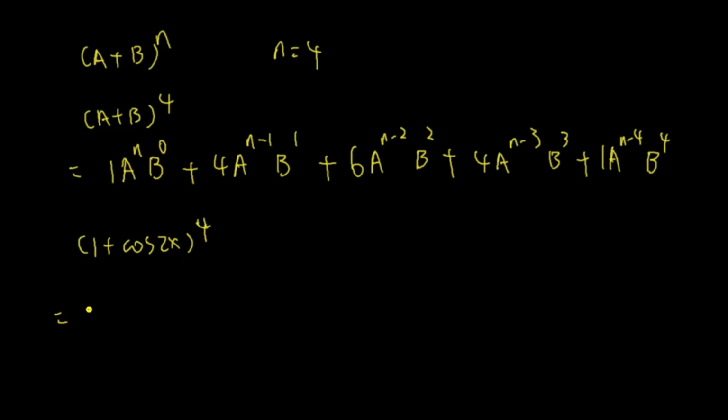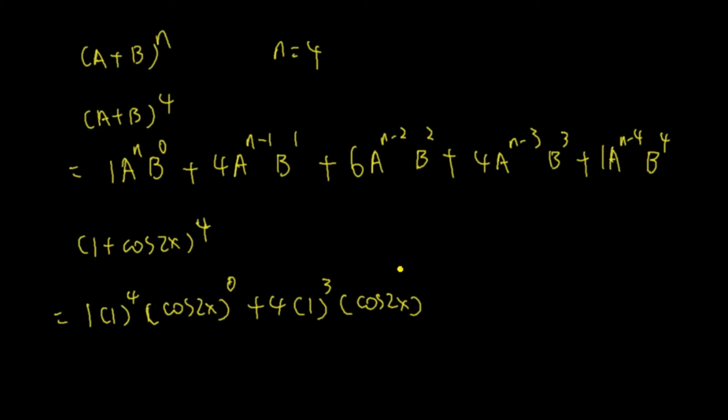So the first term is 1 times a, which is 1, to the power of n, which is 4, times b, which is cosine 2x, to the power of 0. That's the first term. Second term, 4 times a, which is 1, to the power of n minus 1. n is 4, 4 minus 1 is 3. b is cosine 2x to the power of 1. Okay, the third term, 6 times a, which is 1, to the power of n minus 2. n is 4, 4 minus 2 is 2. b is cosine 2x to the power of 2, so squared.